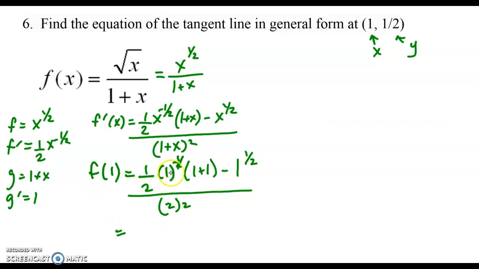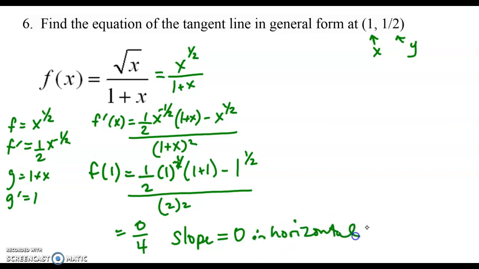Okay, when I put my 1 in for x, I get a 0 in the numerator and a 4 in the denominator. So the slope is 0. What do we know about a line with a slope of 0? It's horizontal. Right? Okay, so if we picture that, we're asked to find now the equation of this line in general form.